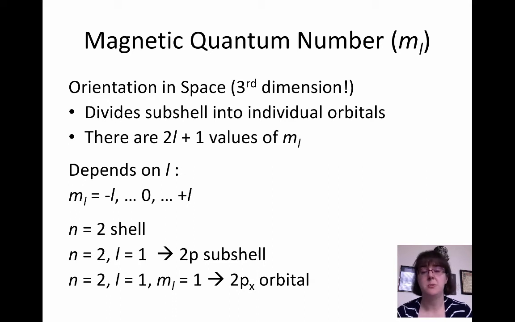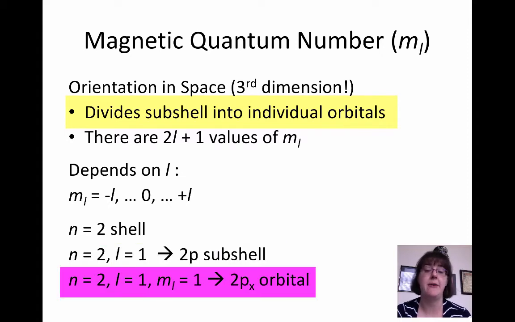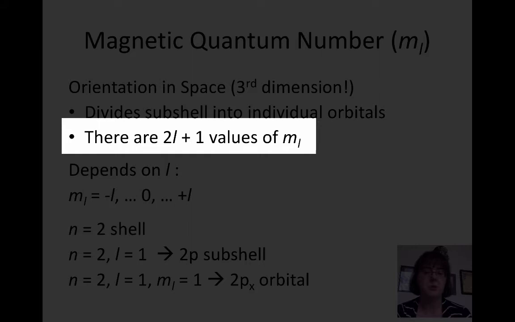The third quantum number we're going to talk about is the magnetic quantum number, or m sub L. This is to give you the orientation in space, or that third dimension. So this is actually going to give us orbitals. So there was n, which will give us shells, L, that will give us subshells, and now m sub L will give us orbitals.